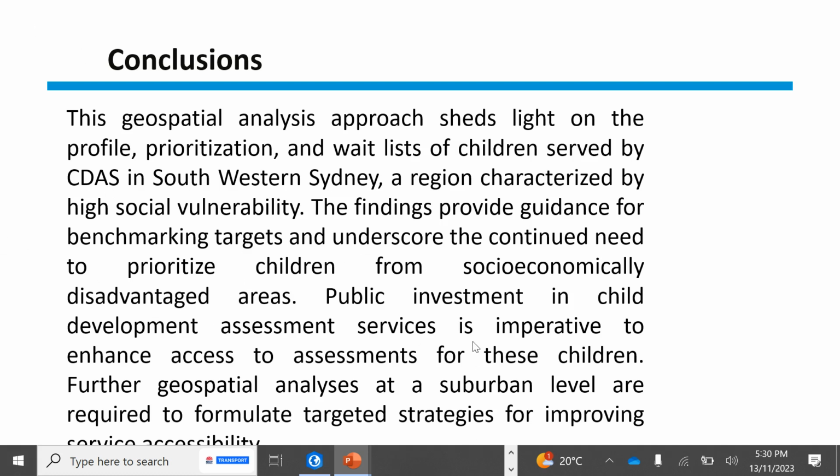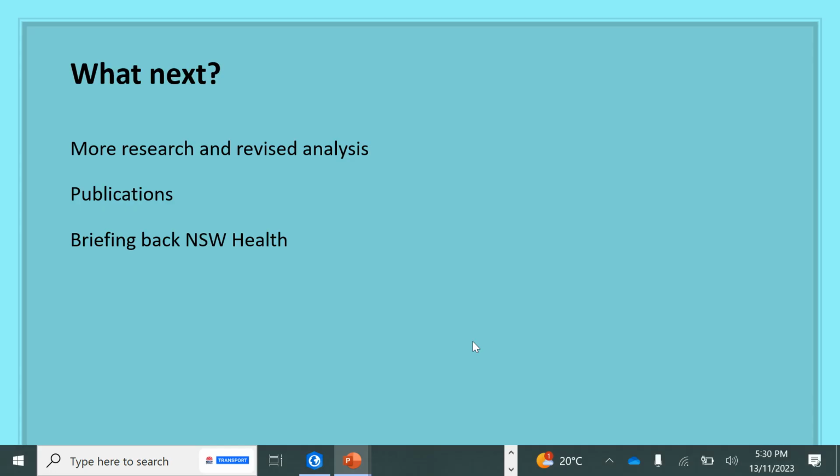And we're already doing some more advanced analysis, which I'm unable to share yet in this form. I'm happy to do this at a later stage. So, last slide, what's next? We're going to continue our research and revised analysis. We're working on several spatial regression techniques to understand and address some of the why questions.